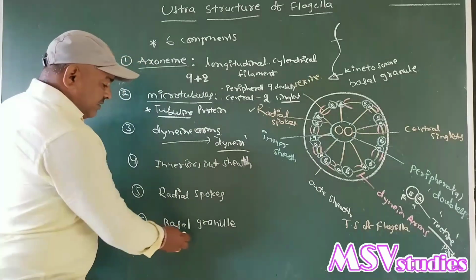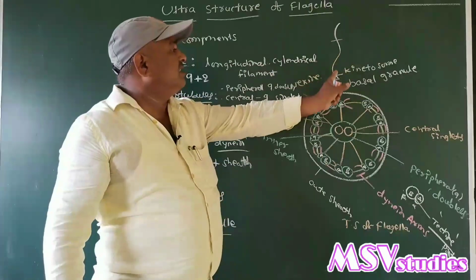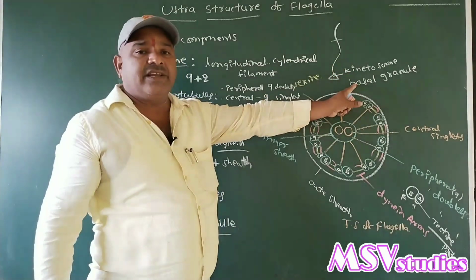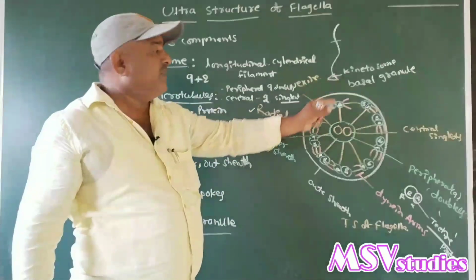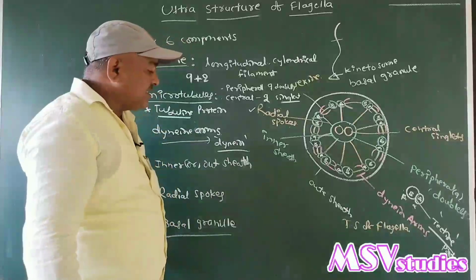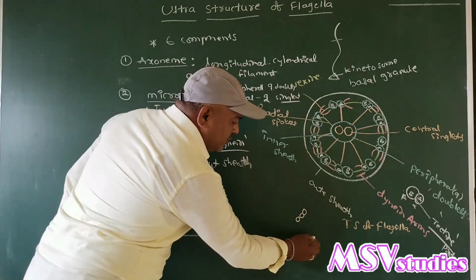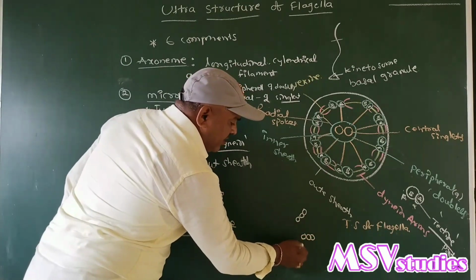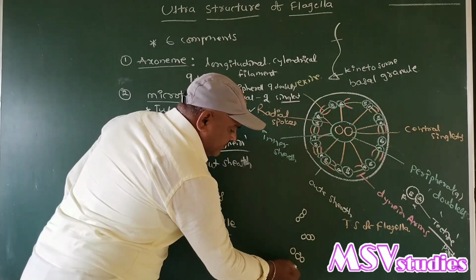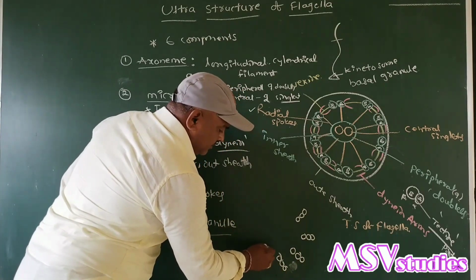And next, basal granulae. Every flagellum originates from the kinetosome or basal granulae. It is the place of origin. These basal granulae consist of 3 peripheral microtubules.